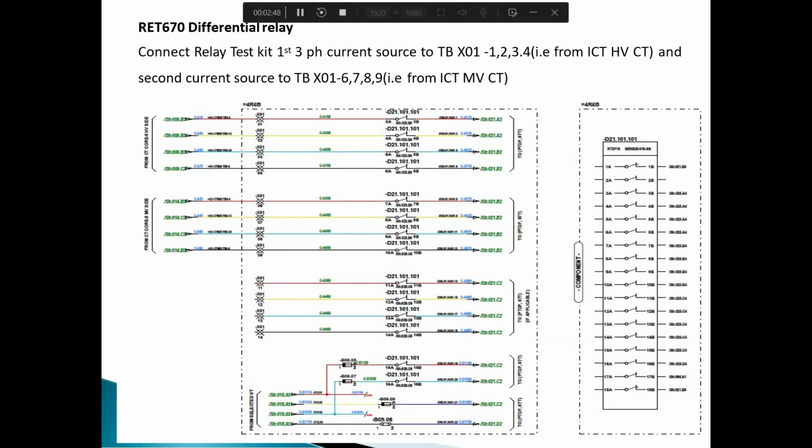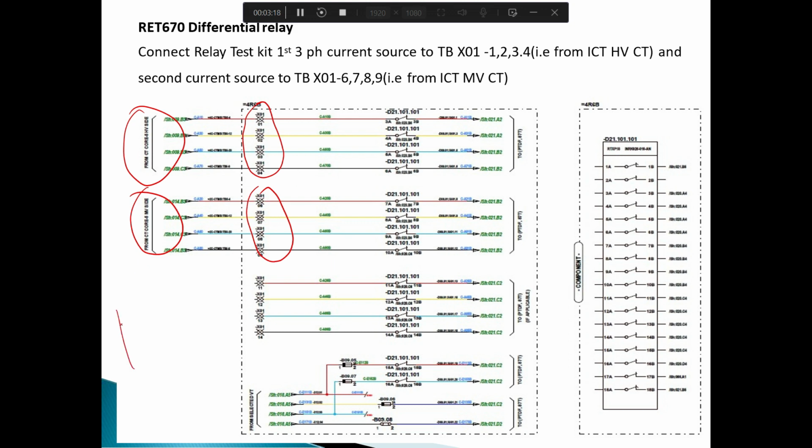So the next thing is how to connect your Omicron relay test kit to your differential relays. For that purpose, you have to check your scheme drawing, and here I have considered one simple schematic drawing in which you can see there is this CT from the HV side, and this is the CT from the LV side. The CT from the HV side is connected to X01 1, 2, 3, 4 and the CT from the LV side is connected to X01 6, 7, 8, 9.